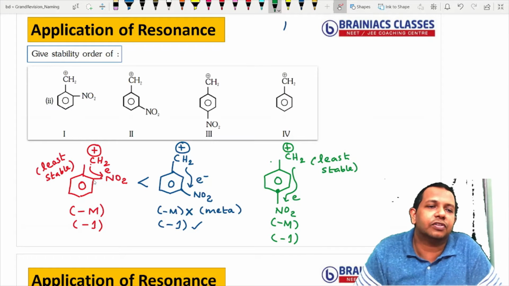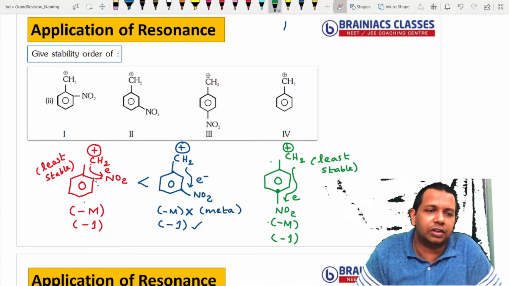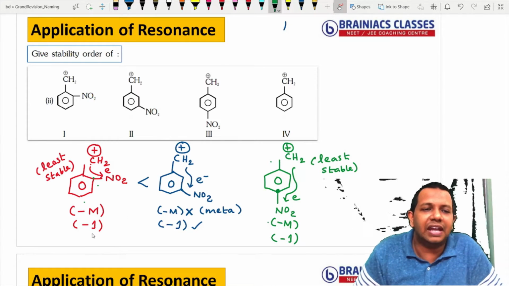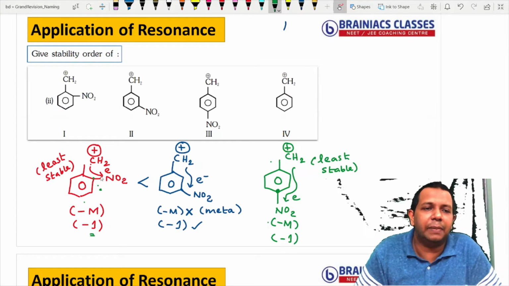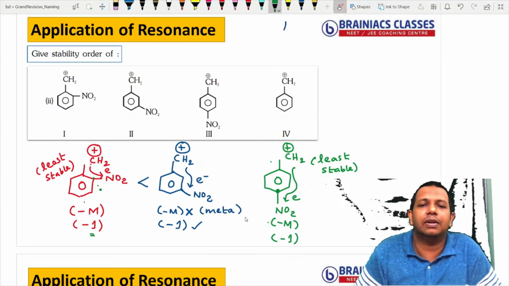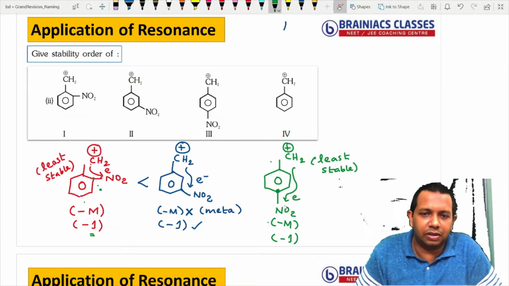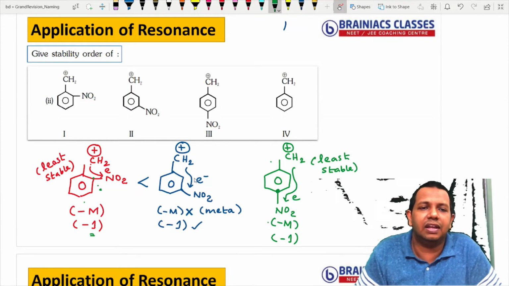I can say the first one will be maximum least stable because both have an equivalent amount of minus M effect, here at ortho position and here at para position. But when I take the minus I effect, here it is dominant and makes electron withdrawal very fast, making it least stable. But here this electron withdrawal is a little bit slow since it is far away, making it a little more stable than the first one. So this second species is more stable than the third one also.